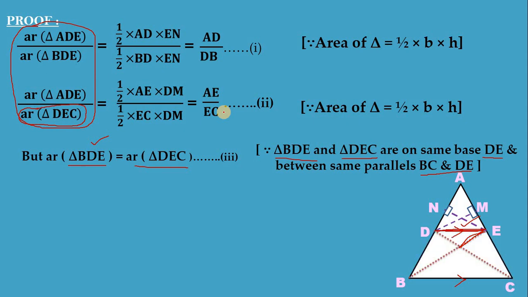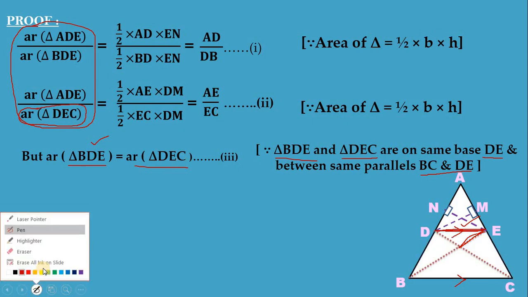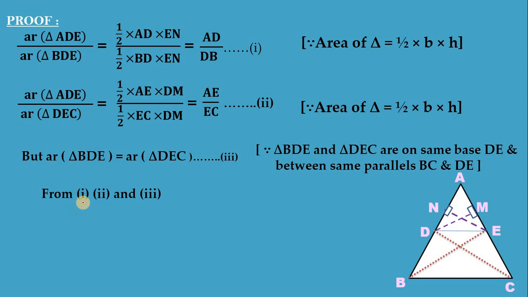Hence, by comparing all these three equations, from 1, 2 and 3, I can write the right hand side, that is AD by DB equals AE by EC. This is what we wanted to prove, children. Hence, proved.